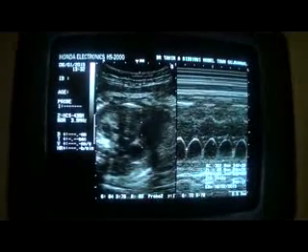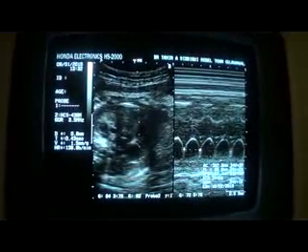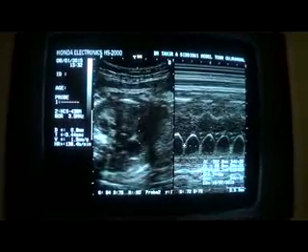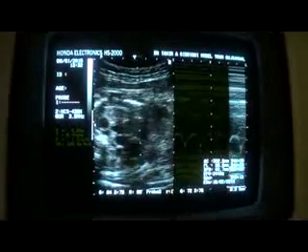Cardiac flicker, 136 beats per minute with regular waveform.